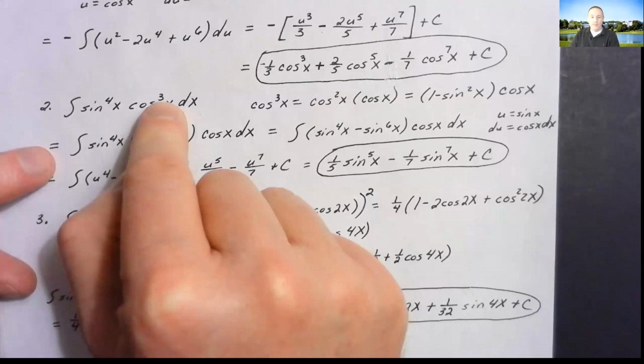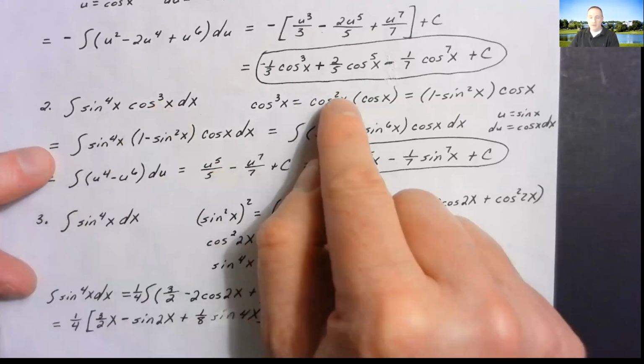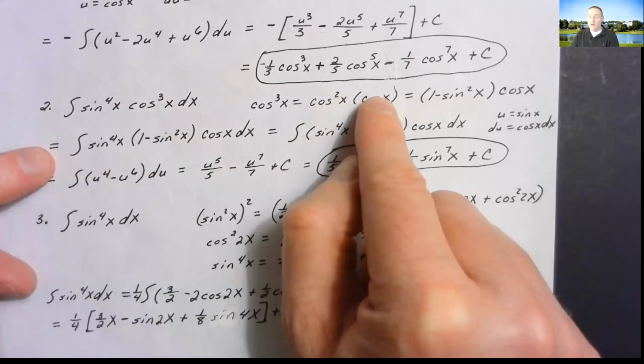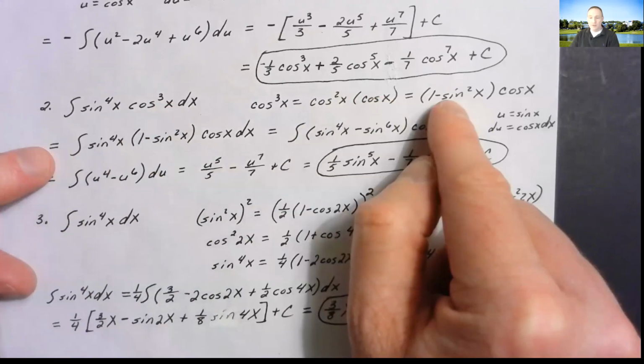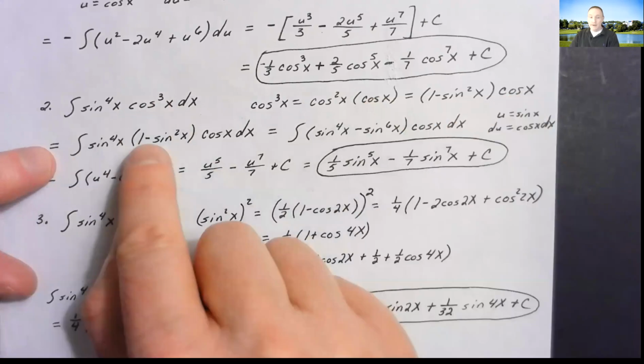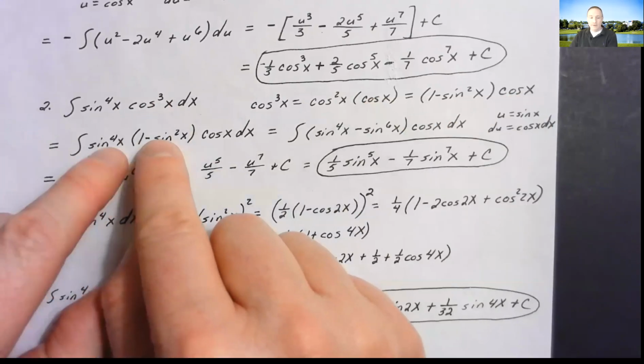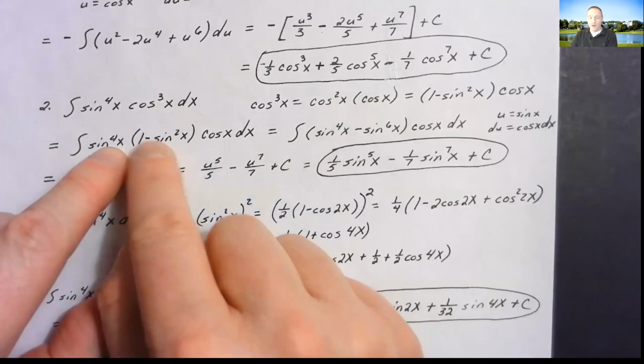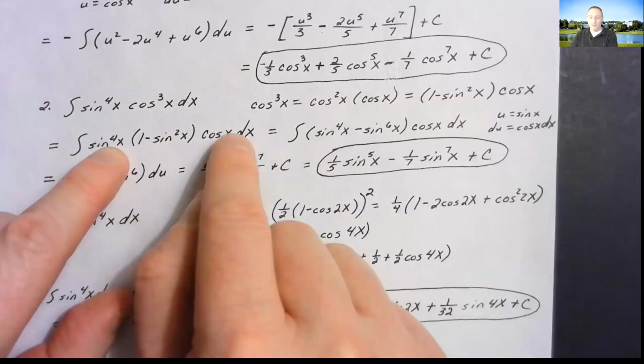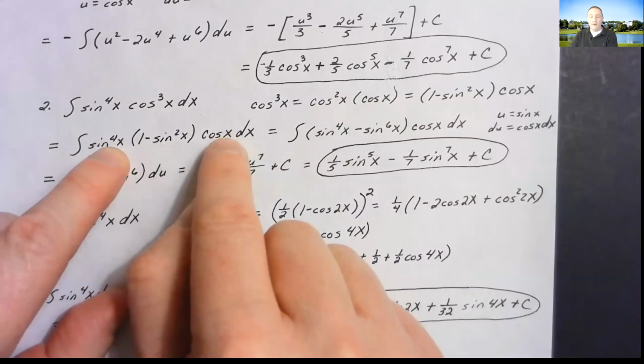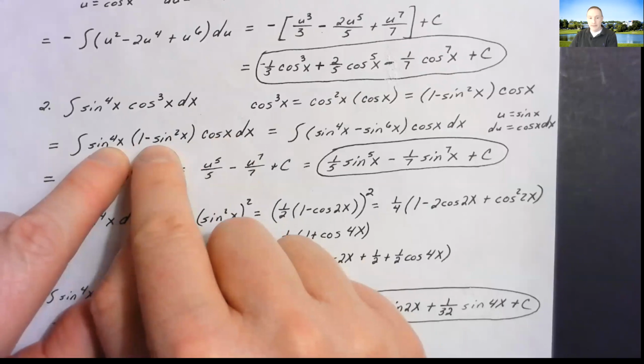So here, I'm going to work with the cosine cubed, and I can say, well, cosine cubed is just cosine squared times cosine. Cosine squared is 1 minus sine squared, times the cosine. So now I go back into my problem. I have the integral of sine to the 4th. All of this is the cosine cubed, but I rewrite all but one power of the cosine in terms of the sine, namely calling it 1 minus sine squared.